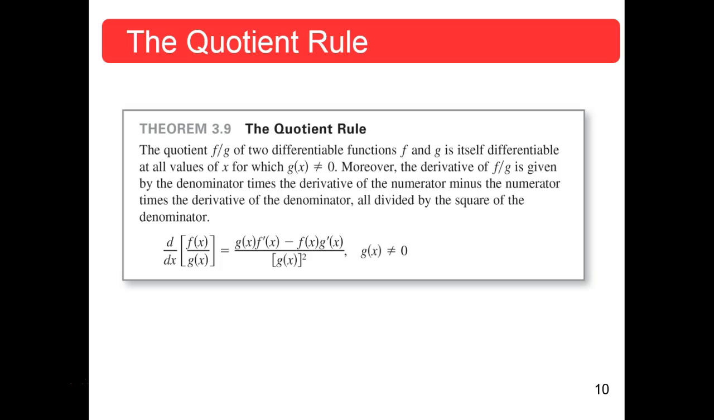Moreover, the derivative of f divided by g is given by, get this one, the denominator times the derivative of the numerator minus the numerator times the derivative of the denominator, all divided by the square of the denominator. Oh yeah, that's easy to remember, isn't it? Okay. Basically that's about it. d by dx of f of x over g of x is g times the derivative of f minus f times the derivative of g, divided by g squared. Okay? That's it. And that's how I learned it.